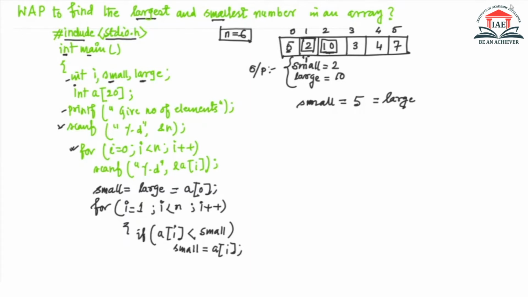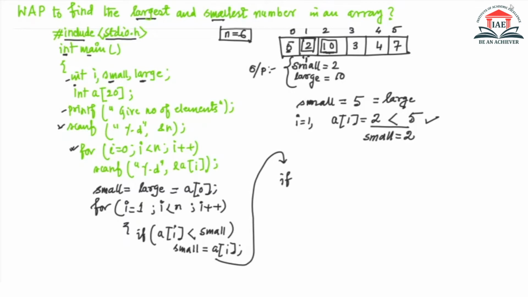What does it mean? That means if say this i is now at location 1, so a[1] is equal to 2. If 2 is less than small, which is taken as 5, if this condition is satisfied, then now small will hold the value 2. And after that, if a[i] is greater than or equal to large, then large equals a[i].